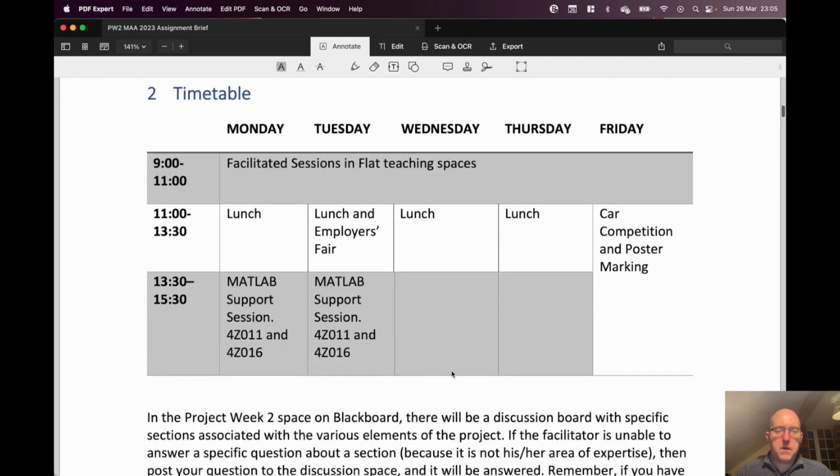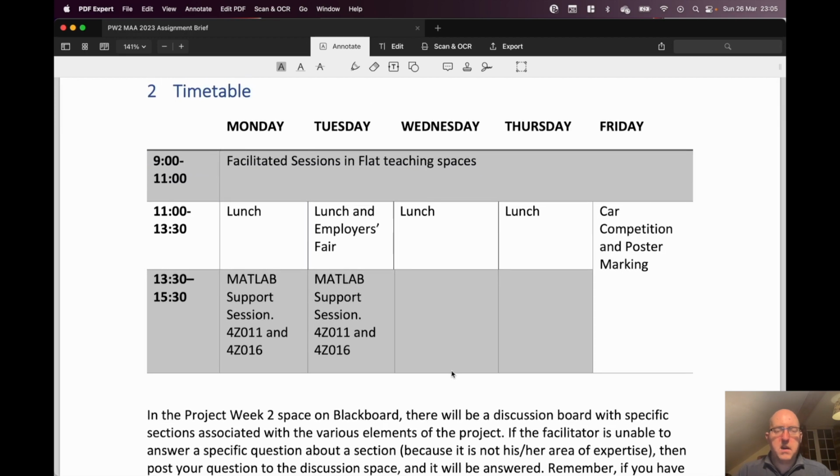So we'll go through. In section 2, we've got the timetable. Basically, it follows the same format every day. Monday through Friday, 9 to 11, there's going to be a facilitated session in the flat teaching spaces in Z Block. On your timetable, you should be assigned to a room. In those rooms, you'll meet with your group, and those sessions are there for you to make a start on your projects, to work through some of the various activities involved, and there will be a tutor there that will give you pointers and answer questions. Okay, from 9 to 11.